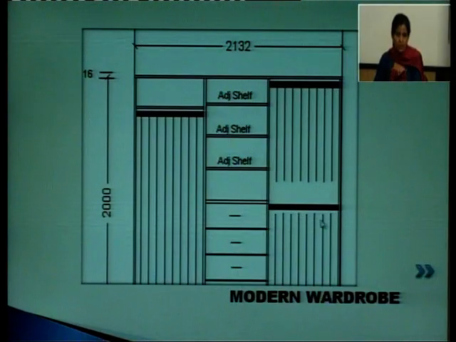Now this is a modern wardrobe. Its height is 2000 mm and this shelf is 16 mm distance is provided, and this has 3 partitioning. This space and this are hanging space for hanging the clothes, and these are adjacent shelf for folded clothes, and drawers are provided below the eye level to improve the utility of these particular drawers.